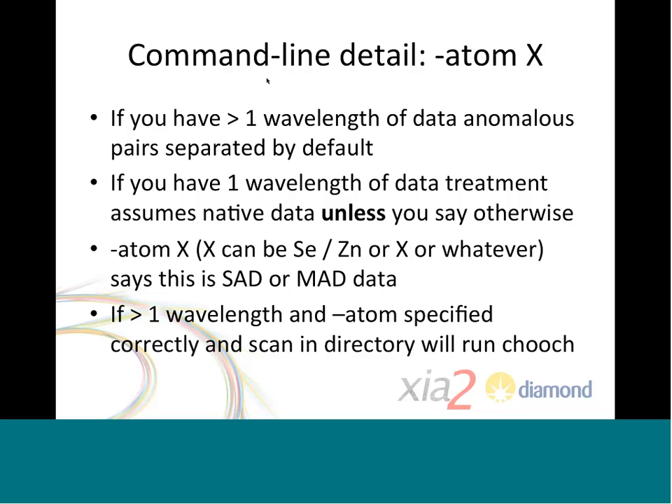If you have more than one wavelength and you specify a sensible atom, like minus atom SE or what have you, then if you have an edge scan file in the same directory as the data, the program will go away and run chooch and try and assign sensible names to the different wavelengths it finds in the directory.